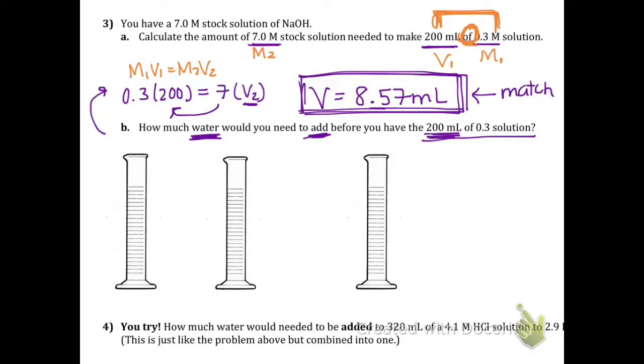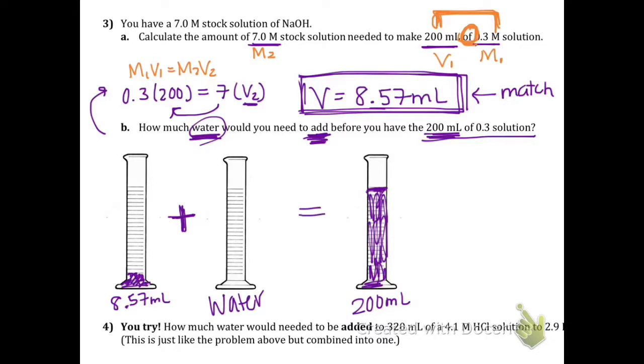So that means that if we color this in, we started with 8.57 mils in here. Okay. It tells us it ends with 200 mils. So this whole thing gets filled up, all the way to 200 mils. The question is, I started with 8.57. I'm going to add what? Water. So water's here to get to 200 mils.